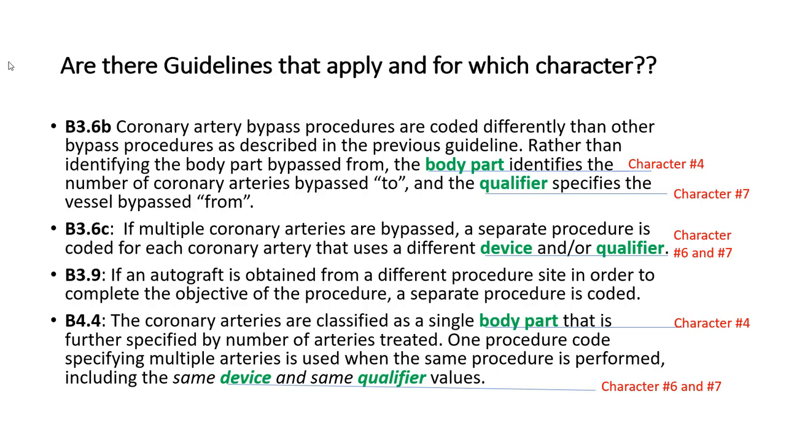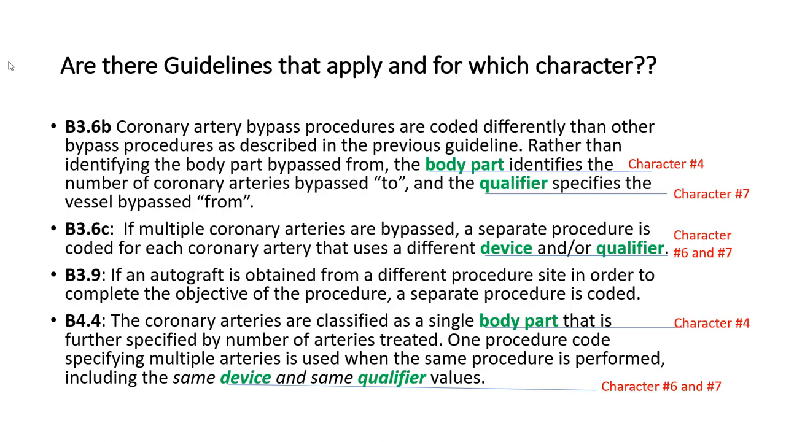The next guideline, B3.9, says if an autograft is obtained from a different site in order to complete the objective of the procedure, that is a separate procedure. So that's going to tell you whenever you're harvesting grafts from the patient's own body, that's going to be a separate procedure you're going to be coding.